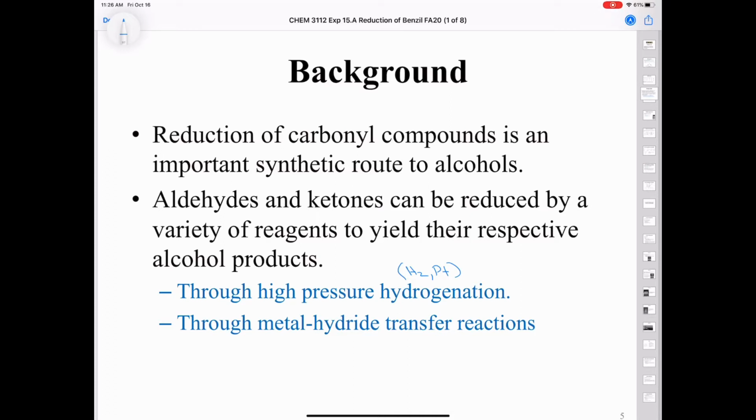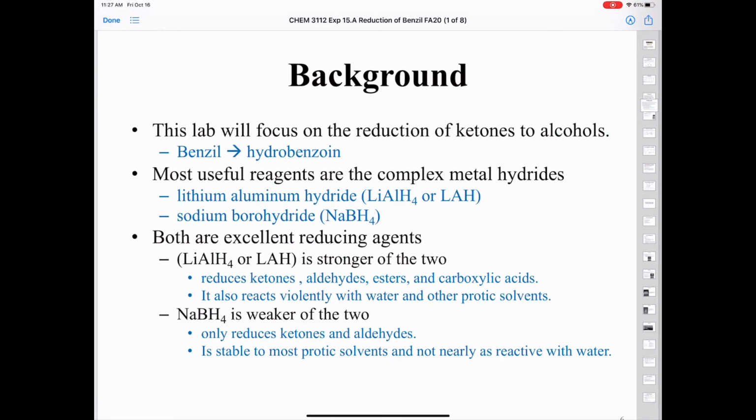Or we can use a metal hydride transfer reaction. The metal hydride transfer reagents that you're probably familiar with are lithium aluminum hydride and sodium borohydride. Those both come up in Chemistry 3111. And so this lab is going to focus on the reduction of ketones to alcohols.